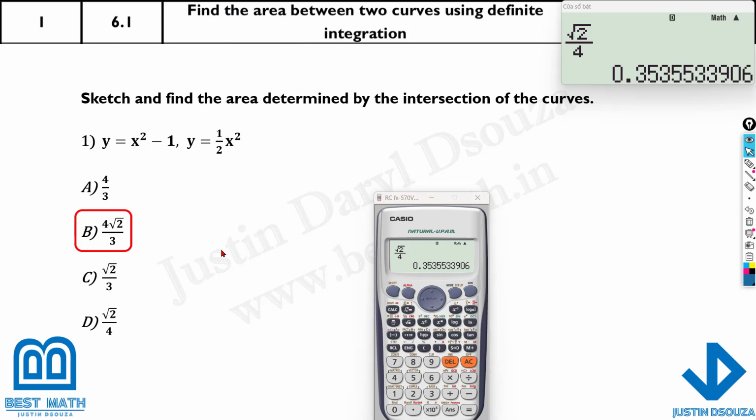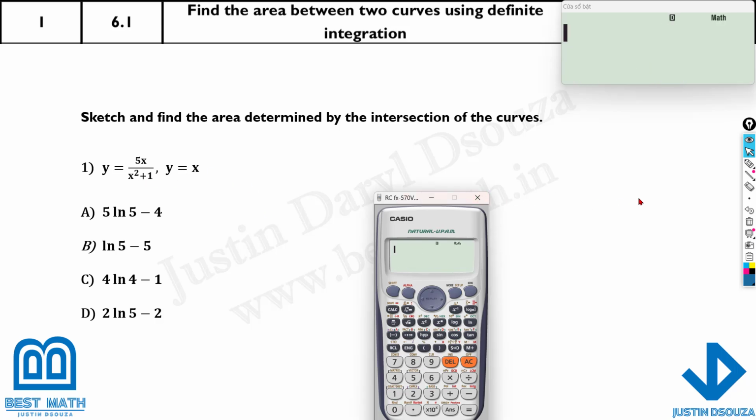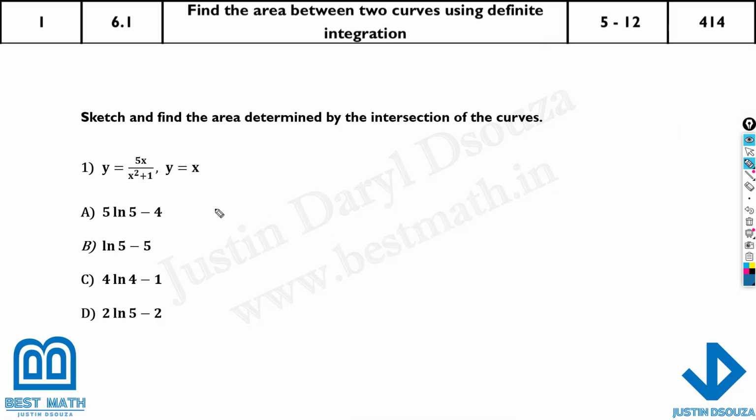I hope this is clear. Calculated method, for simple problems, it's very, very straightforward. Now let's see another case. What if you have such problems? So here you need to again equate 5x by x squared plus 1 equals x.